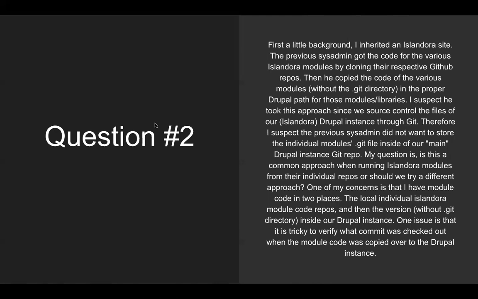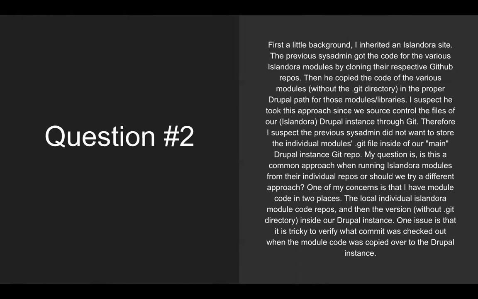On to question number 2, and this one's a bit long-winded, so bear with me while I read through it. First, a little background. I inherited an Islandora site. The previous sysadmin got the code for the various Islandora modules by cloning their respective GitHub repos. Then he copied the code of the various modules without the Git directory in the proper Drupal path for those modules' libraries. I suspect he took this approach since we source control the files of our Islandora Drupal instance through Git. Therefore, I suspect the previous sysadmin did not want to store the individual modules' Git files inside of our main Drupal instance Git repo.